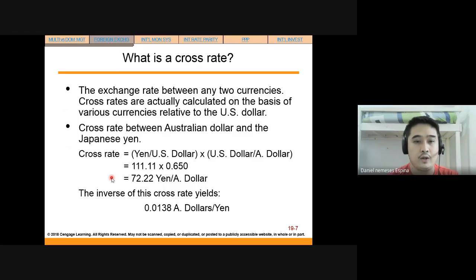So the answer is, the yen per Australian dollar is 72.22, which means that for every Australian dollar, the equivalent is 72.22 yen. To get the inverse of the cross rate, simply get the reciprocal of this. So you have 0.0138 Australian dollar per yen, or the equivalent of 1 yen to Australian dollar is 0.0138.